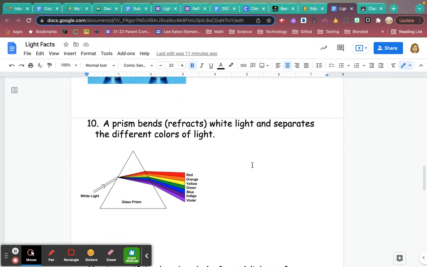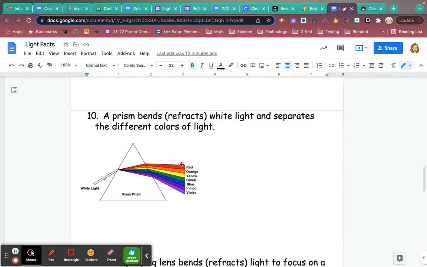So then light fact 10, talking about prisms: white light is the light coming out of the light bulb. It contains all the colors. If we were to put it through a prism, the light will bend because it's going from gas, it's in the air, to solid, it's in a prism. So when it changes matter, it bends and gives us the rainbow. Roy G. Biv. So a prism bends or refracts white light and separates it into the different colors of light.